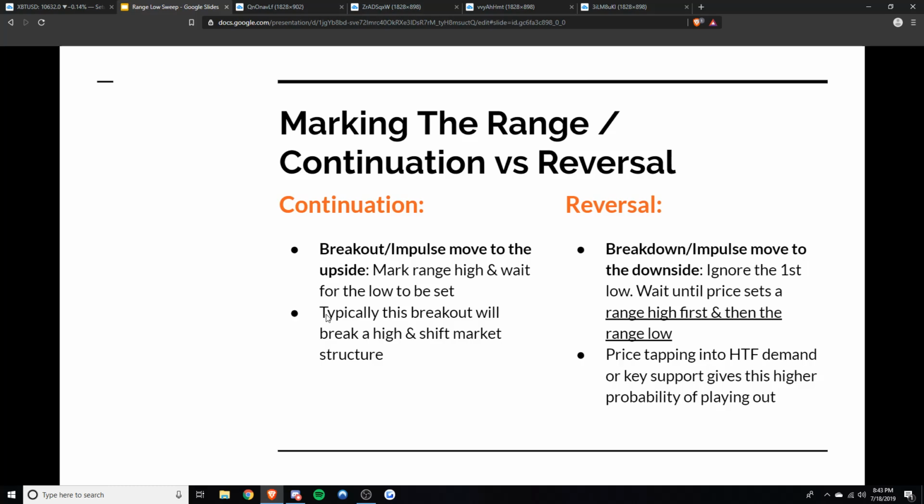So if it shifts market structure, that is a pattern with bullish market structure. If you're trading on the long side, it is going to be higher probability than if it doesn't shift market structure at all.